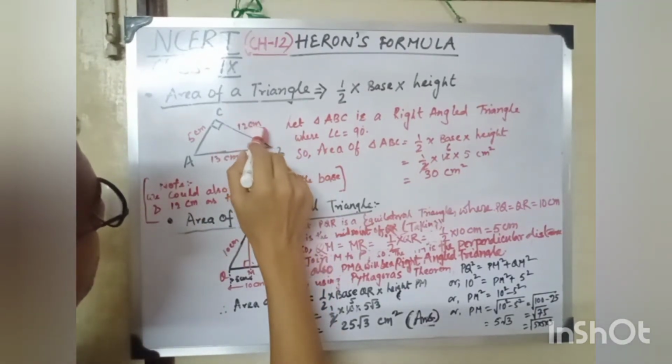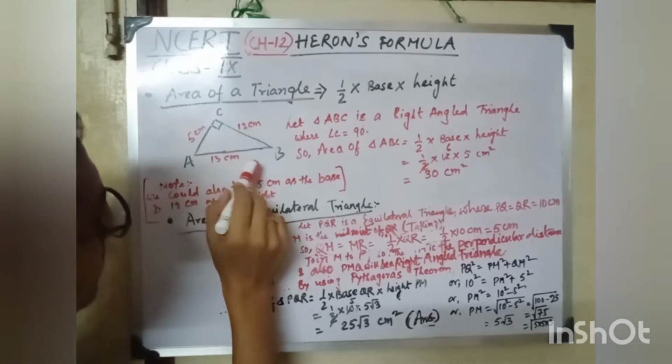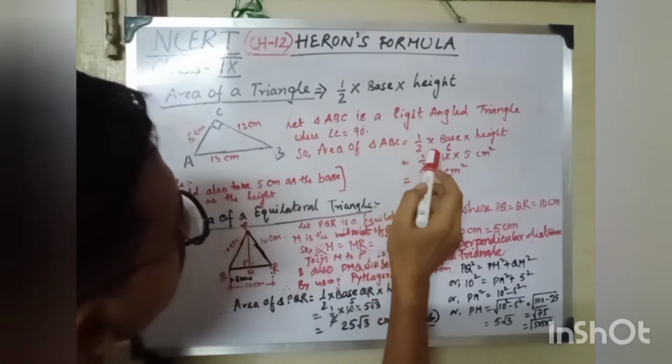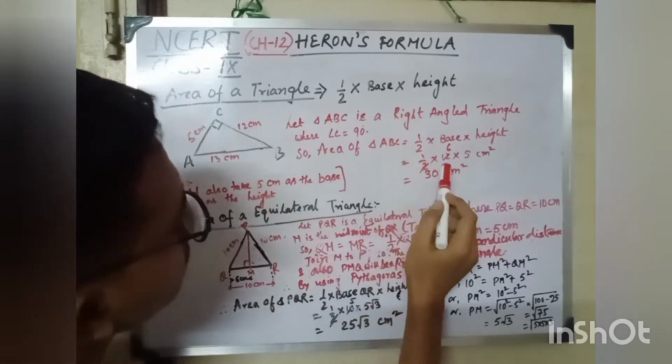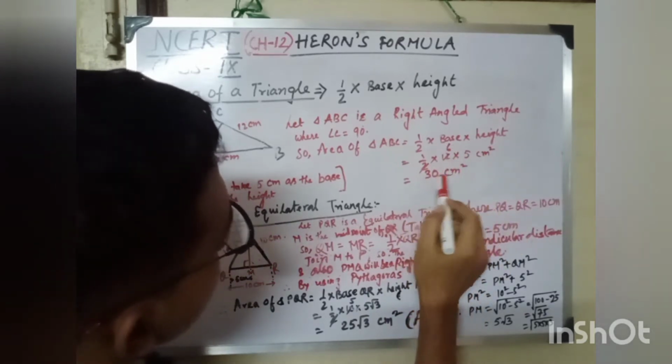BC 12 centimeter, AC 5 centimeter and AB 13 centimeter is taken. So the area of triangle ABC is equal to half into base into height, which is equal to half into 12 into 5, hence 30 centimeter square.